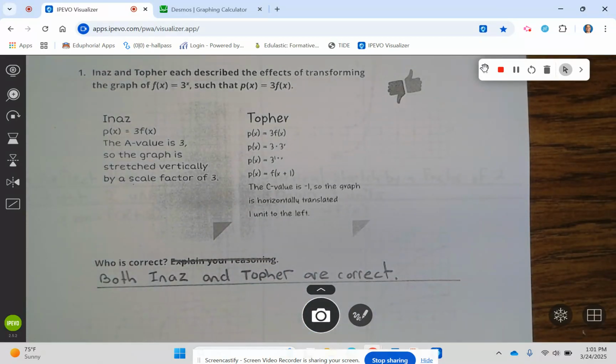Both Naz and Topher are correct. All right, let's take a look at the next page.